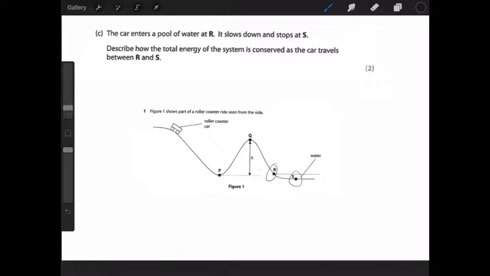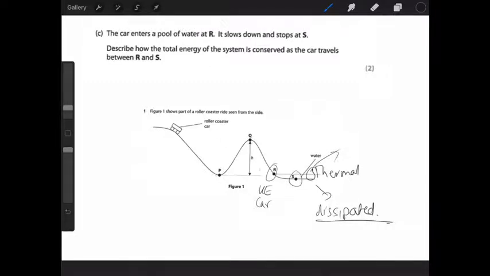So there's going to be lots of energy transferred because of friction, or work done against friction. And the energy is going to go from being a kinetic store in the car to a thermal store in the water and in the surroundings. So we could get our keyword in here. It's going to be dissipated to the surroundings.